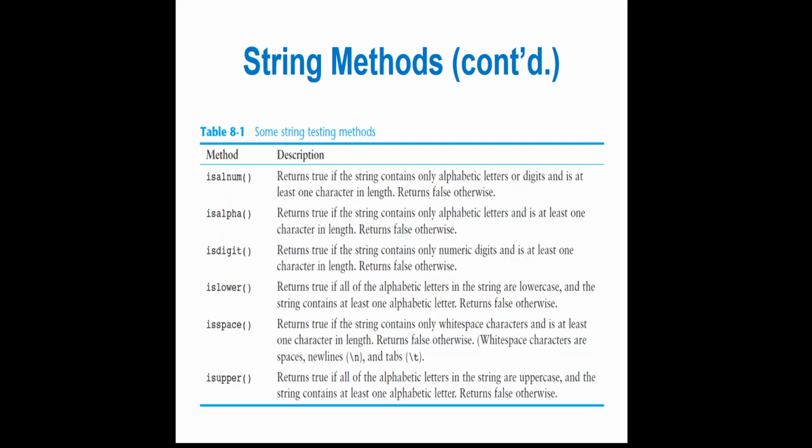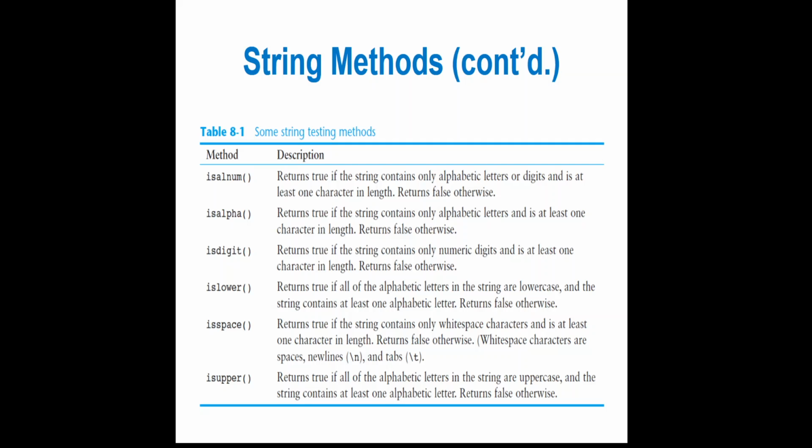Is alphanumeric. What does it mean? If we have a string dot isalnum, string name dot method name, it will return true if the string is composed of either alphabetic letters A to Z, capital or small, lowercase or uppercase, and digits from 0 to 9.